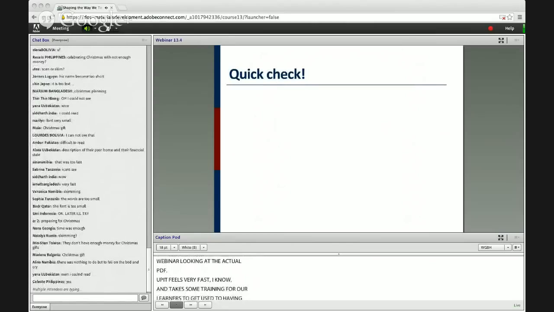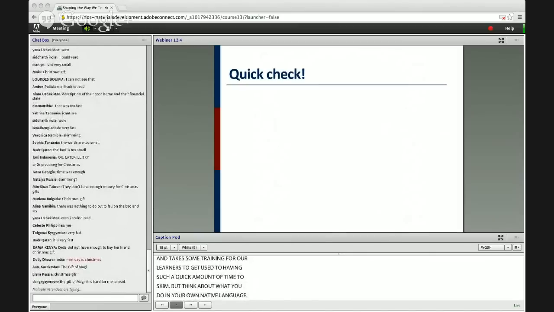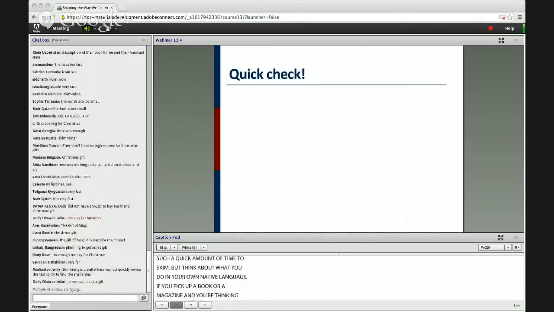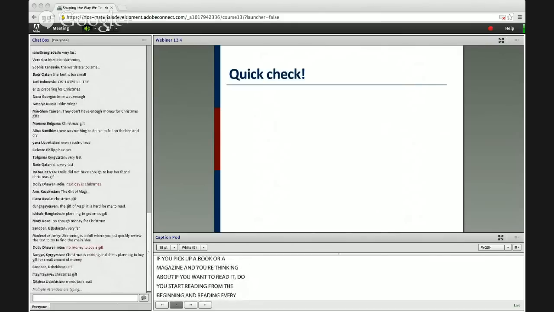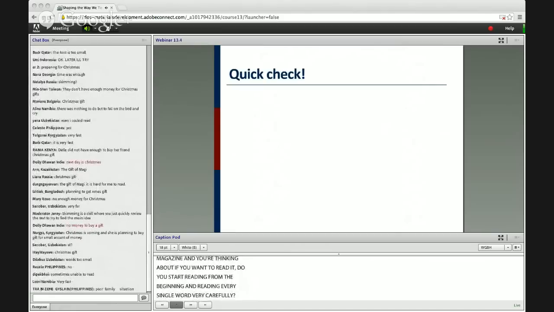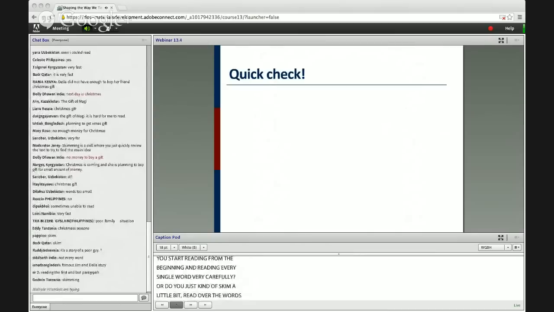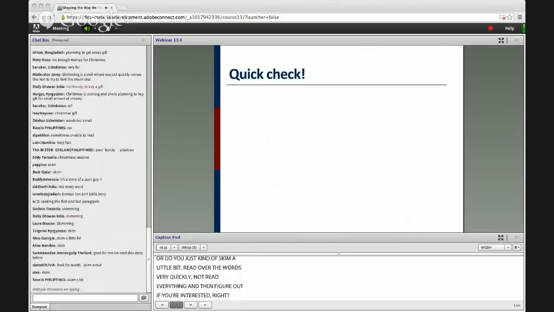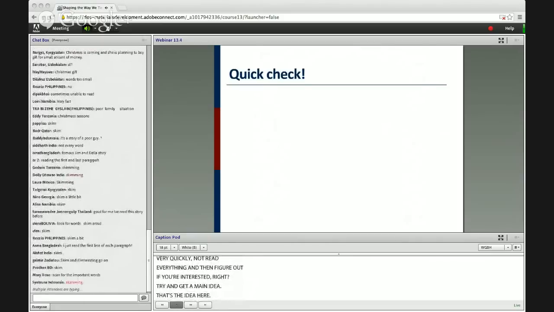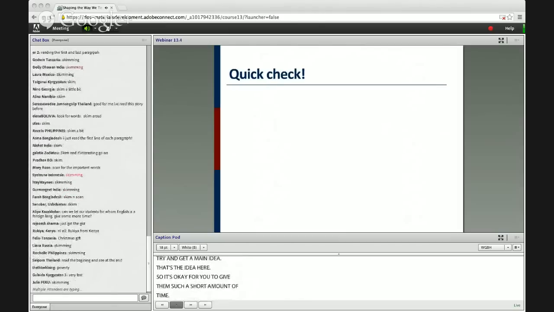So I know that it feels really, really fast, and that it takes some training for our learners to get used to having such a quick amount of time to skim. But think about what you do in your own native language. If you pick up a book or you pick up a magazine and you're thinking about if you want to read it, do you start reading from the beginning and reading every single word very carefully? Or do you just kind of skim a little bit, read over the words very quickly, not read everything, and then figure out if you're interested, right? Try and get a main idea. That's the idea here. So it's okay for you to give them such a short amount of time. We want to help them develop fast reading skills and strategies, right?